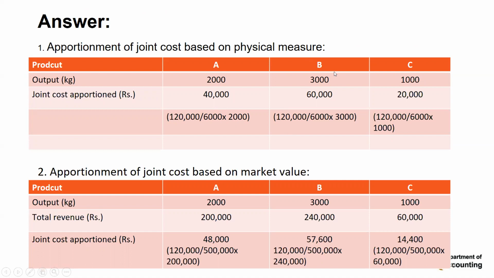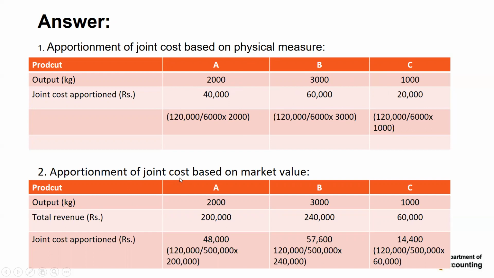When it comes to product B, you multiply this by 3,000. In order to manufacture 3,000 kilograms, what is the cost? For C, it is 1,000. In order to manufacture 1,000 kilograms, what is the cost? Likewise, you allocate the joint cost among A, B, and C. So you get the answers 40,000, 60,000, and 20,000. So the total is 120,000. This is how you allocate joint cost based on physical measures.